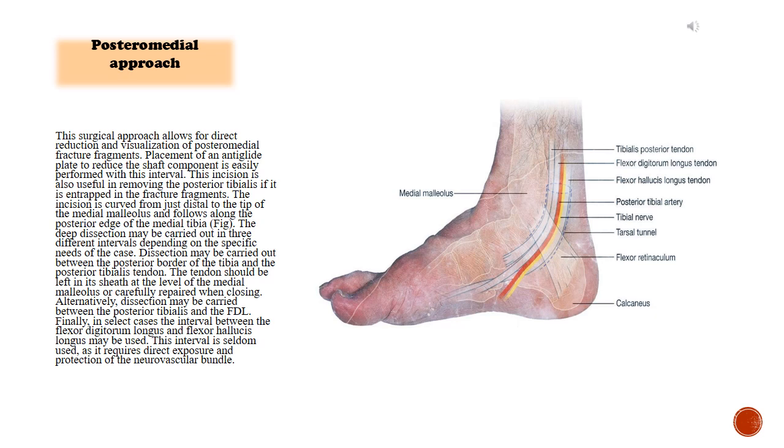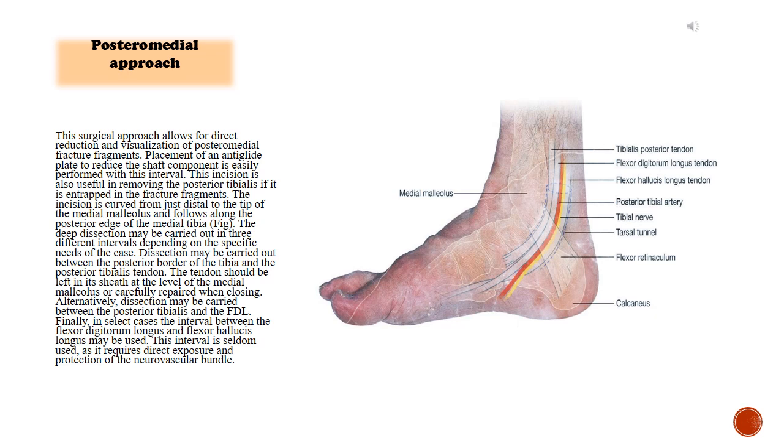Placement of an anti-glide plate to reduce the shaft component is easily performed with this interval. This incision is also useful in removing the posterior tibialis if it is entrapped in the fracture fragments. The incision is curved from just distal to the tip of the medial malleolus and follows along the posterior edge of the medial tibia.